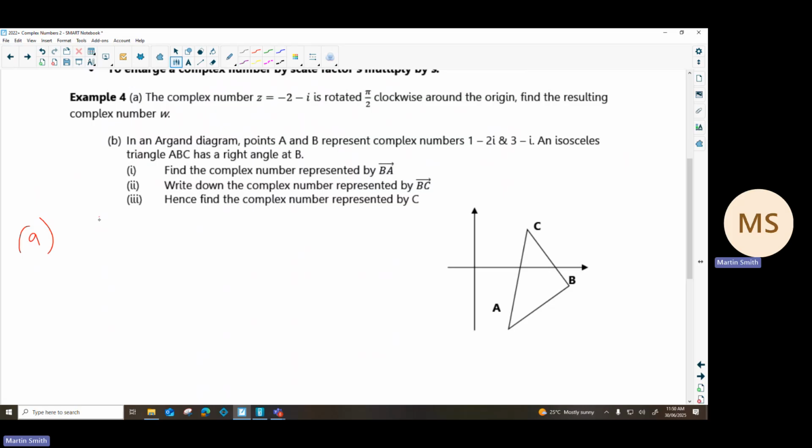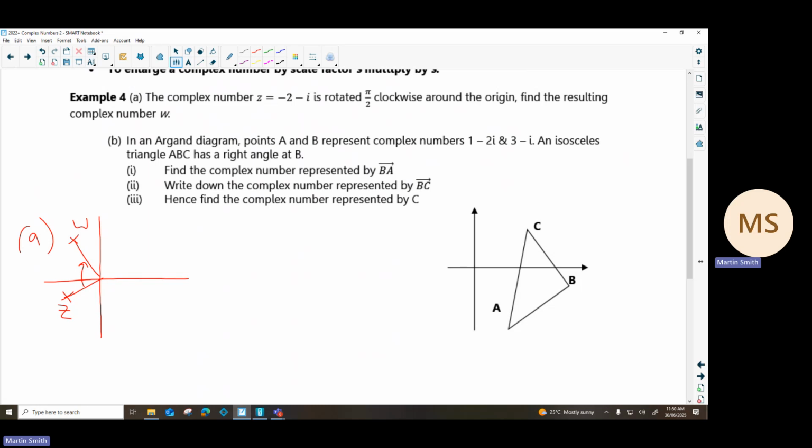So maybe to draw a picture to see what's going on, here's my Argand diagram. Minus 2 minus i is down there. That is z. What I'm going to do is rotate this clockwise about the origin, and I'll end up with a complex number w here, where I've rotated through pi over 2 radians, which is 90 degrees. So I've got to work out w.